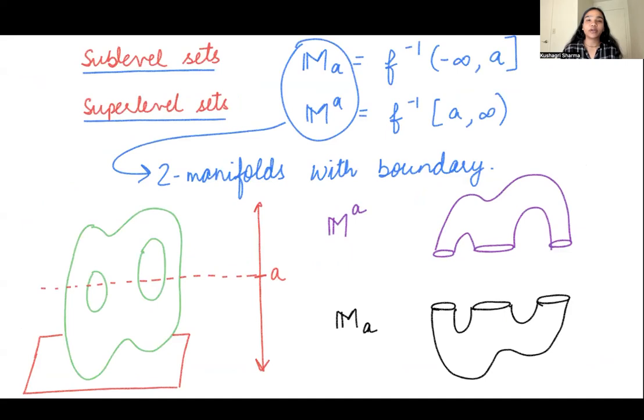And next we have what is meant by the superlevel sets and the sublevel sets, with the help of figures. The sublevel set is denoted by M subscript a, and it's the inverse image of the interval negative infinity to a, a included. Similarly, we have superlevel sets, denoted by M superscript a, and it's the inverse image of the interval a to infinity, a included. Since a is included in both of these, these are manifolds with boundary. In the image, the purple part represents the superlevel sets and the black part represents the sublevel sets.